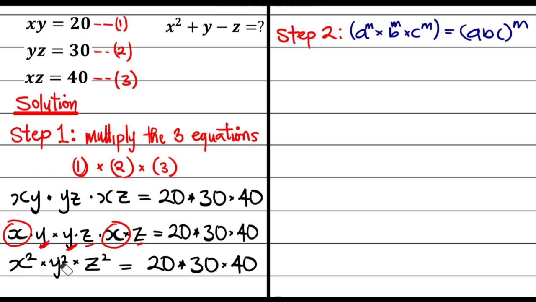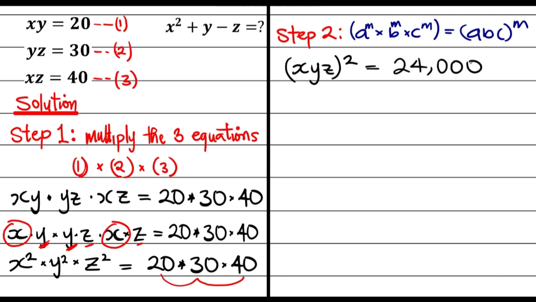If I apply the same thing to this left hand side here, what am I going to have? I have xyz, all in parentheses, raised to the power of 2. At the same time, I multiply 20 times 30 times 40, and this is going to be 2 times 3 times 4, that is 24, then 000, that is going to be 24,000.